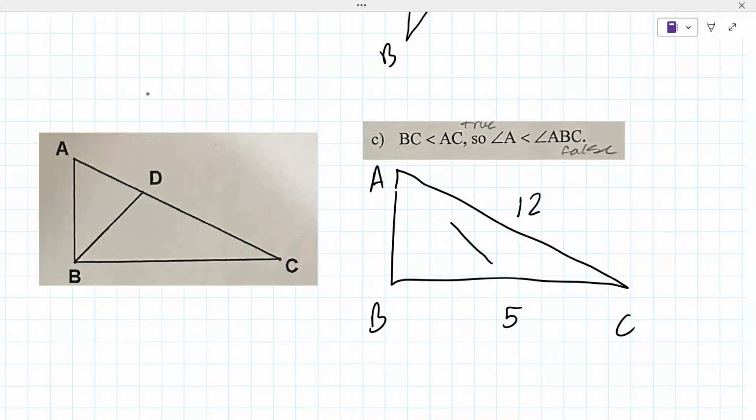So angle A is less than angle ABC. That is true. The smaller side is the smaller angle. Since BC is smaller than AC, angle A, which is across from BC, is smaller than angle ABC. This is actually true.